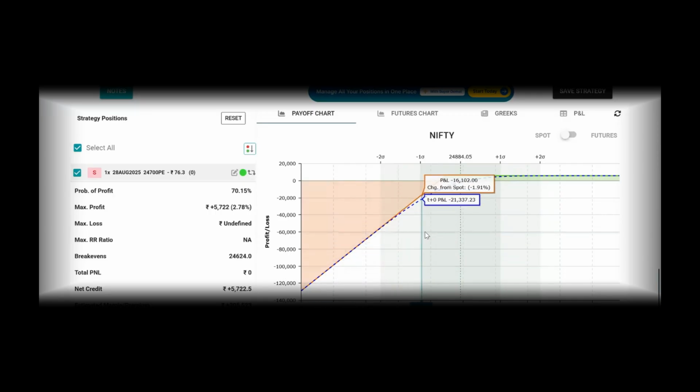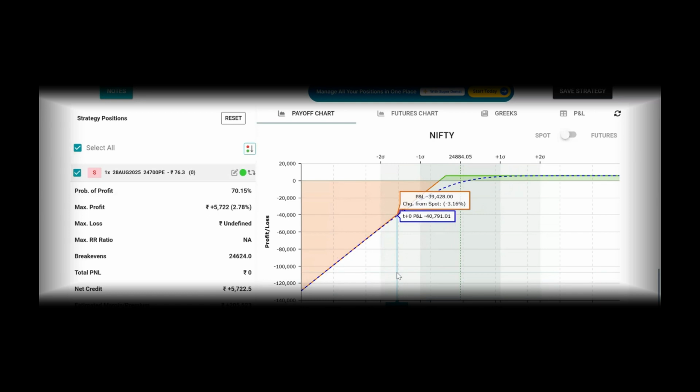And again, in theory, the max loss is undefined. That is because in theory, it can go up to zero. Actually, the maximum loss we can actually compute. It is a huge number. What would be the maximum loss mathematically? 24,700 going to zero. So total 24,700 into 75. That is theory maximum loss.